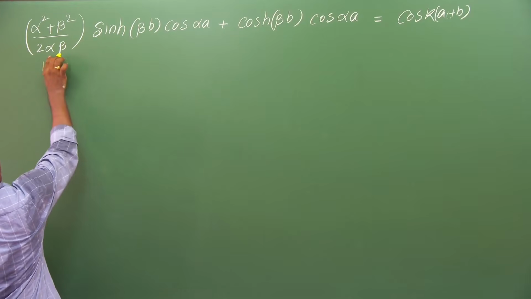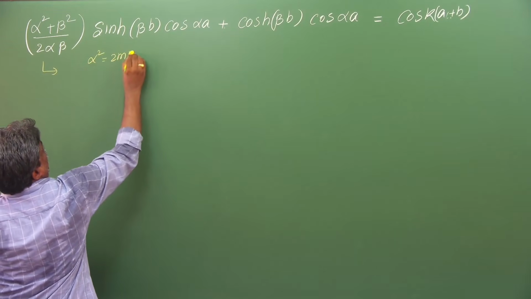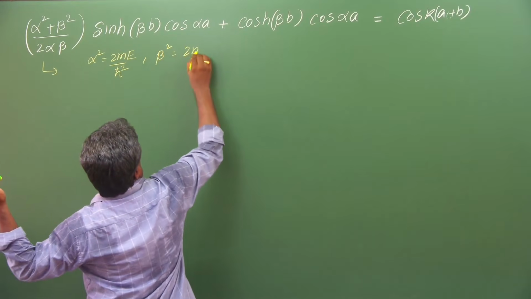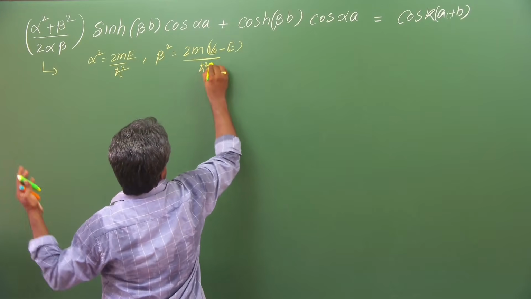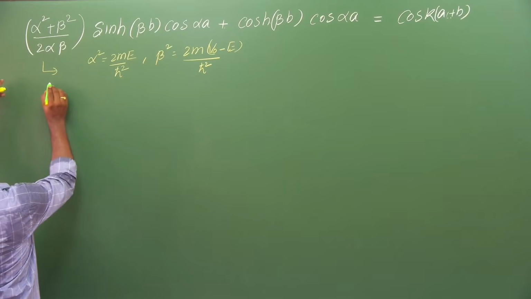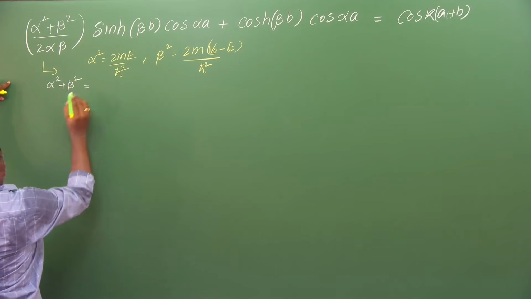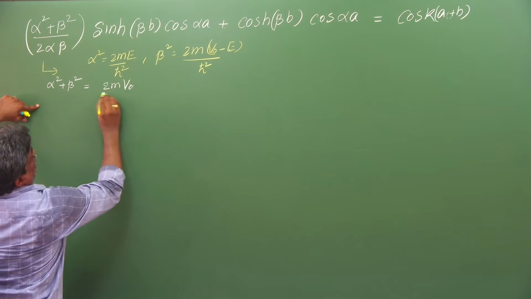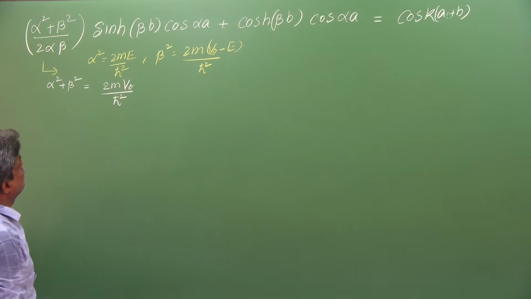Now let me find this. We have defined alpha square equal to 2mE by h cross square and beta square equal to 2m(V naught minus E) by h cross square. Once you add them, E gets cancelled. So alpha square plus beta square will be equal to 2mV naught by h cross square. Yes or no?